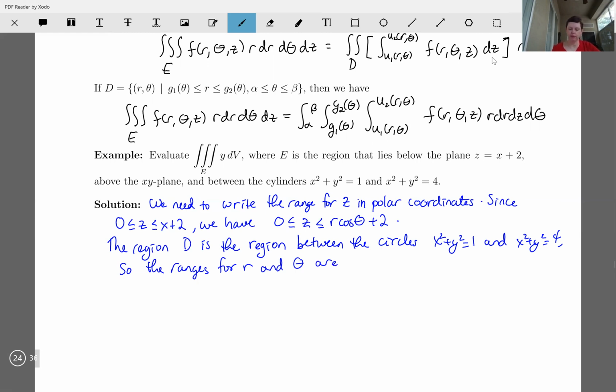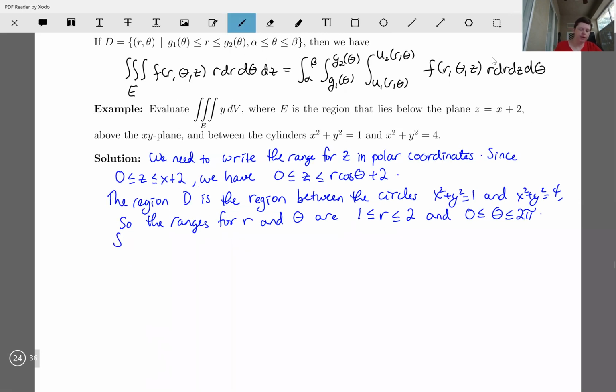So we get r squared equals 1, so that means r is 1 because r is positive. So r is going to be greater than or equal to 1. And when we look at the second circle, r is 2, so r is less than or equal to 2. And since they're both complete circles, theta is going to range between 0 and 2 pi.